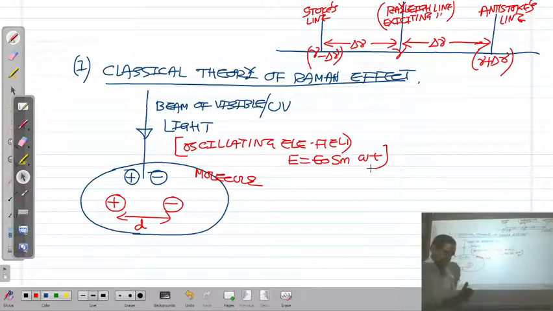Okay? So when a beam of visible or ultraviolet light falls upon the molecule, the center of positive charge and negative charge are displaced relative to each other. As a result, the molecule is polarized. The induced dipole moment will be produced in the molecule, right? And once the induced dipole moment is produced in the molecule, it will be able to give the spectra. So we mention this because this is the most important point.